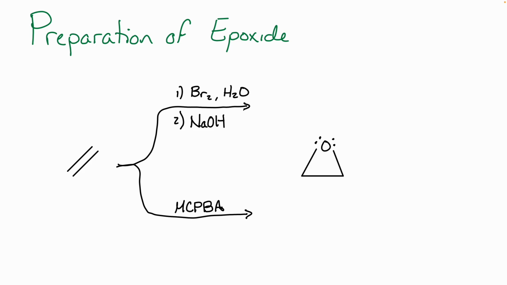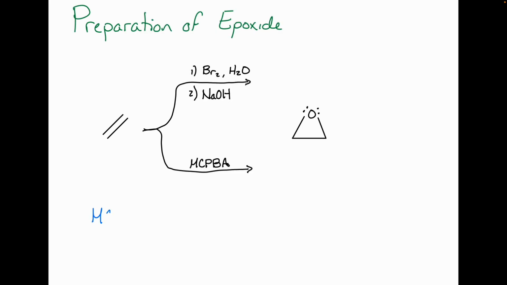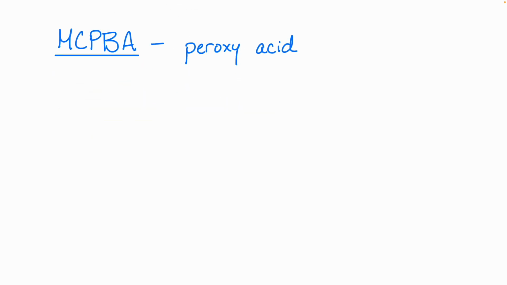All right, so MCPBA here, what the heck is that? This is what's called a peroxy acid. And it must just be an especially stable peroxy acid, because you could really use any peroxy acid to create an epoxide, but much like epoxides, they're very reactive, so this must just be the preferred one because it's got a nice stable shelf life. All right, we can draw out the structure here.